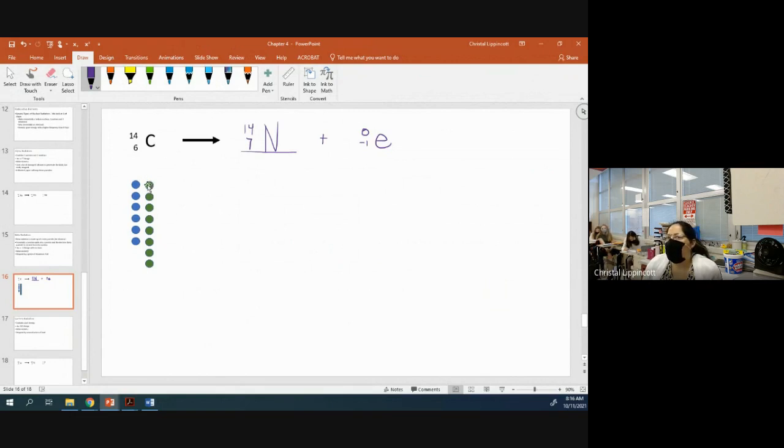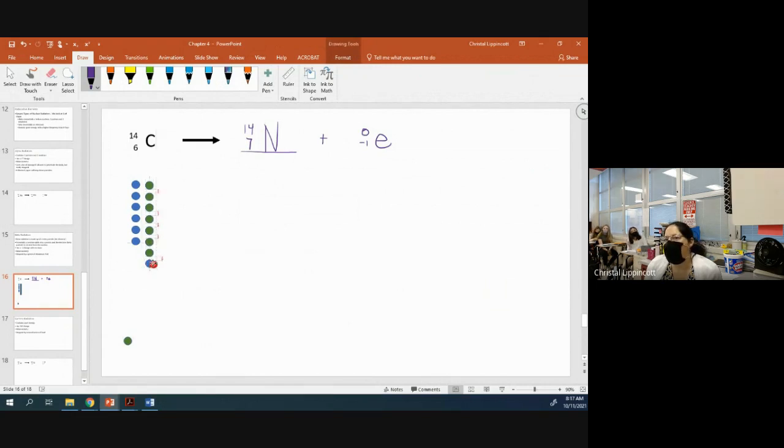Now let's talk about why that's the case. When we have carbon, carbon-14 looks like this. We have our protons here. We've got 6 of those. 14 minus 6 is what? 8. So we've got 8 neutrons.